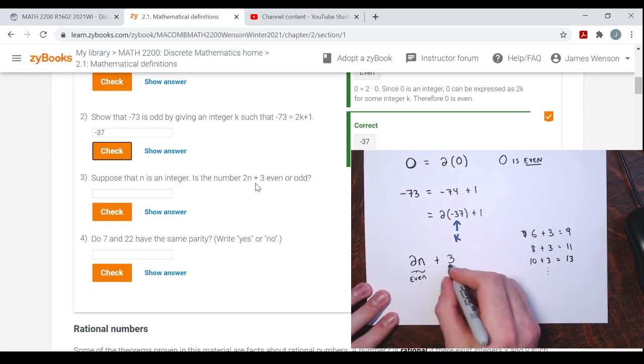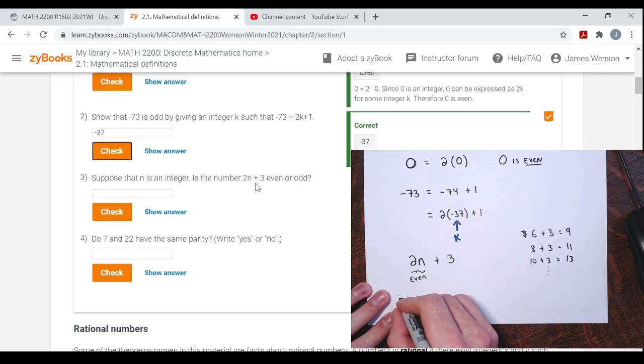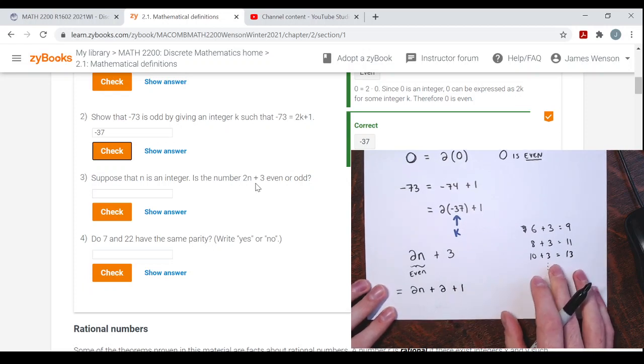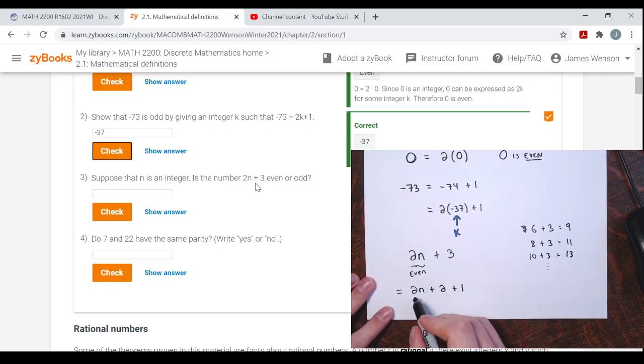2n plus 3 is the same as 2n plus 2 plus 1. Right? 2 plus 1 is 3. And then both of these terms here have a factor of 2 in common. So I pull that out. That's 2 times the quantity n plus 1, and then plus 1. This n plus 1 is like the k earlier.